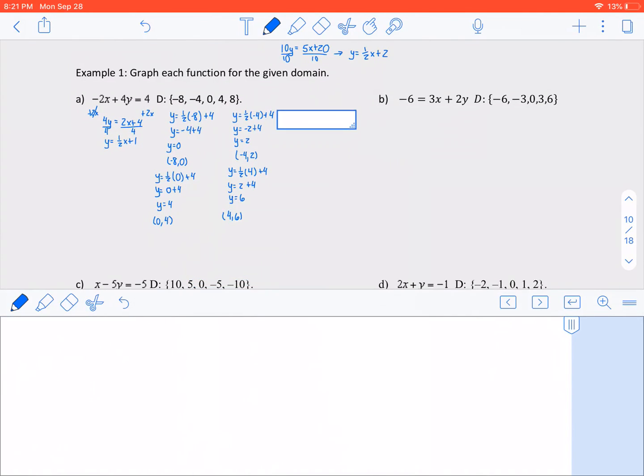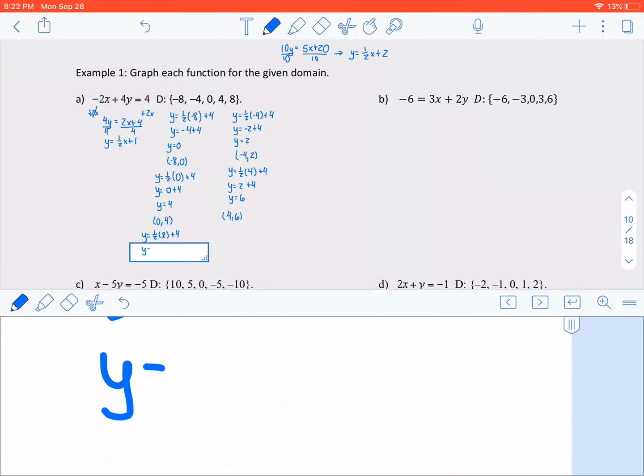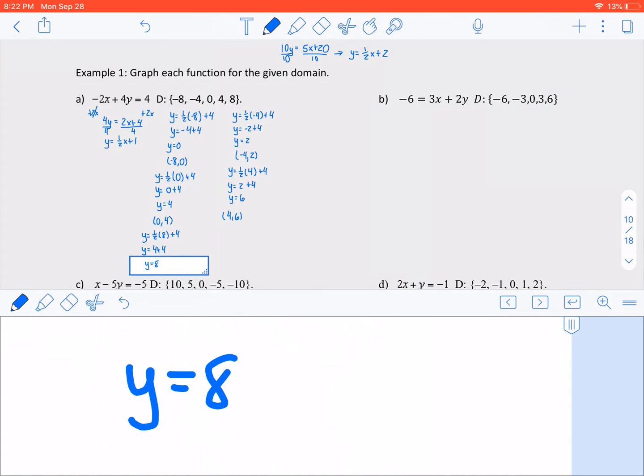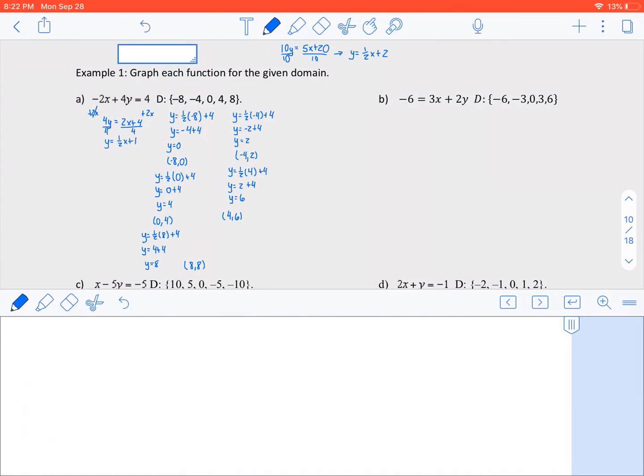Last one, I go y equals 1/2 times 8 plus 4. Y equals half of 8 is 4 plus 4, which is 8. So my ordered pair for that one, when x is 8, y is 8. And now I need to graph this.